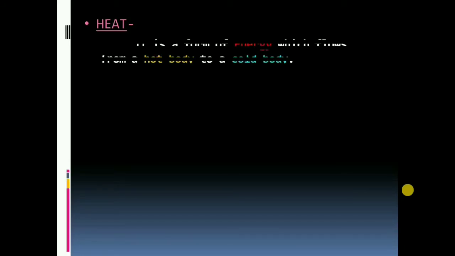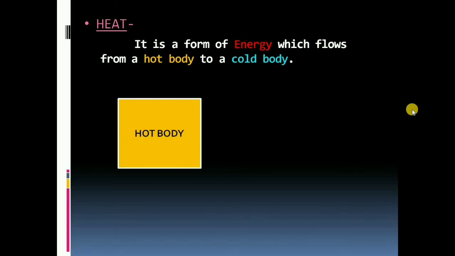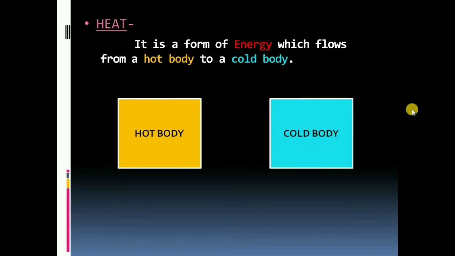So the definition of heat is: it is a form of energy which flows from a hot body to a cold body. So there are lots of forms of energy. So heat is also one of the forms of energy which always flows from hot body to cold body. Suppose we have a hot body and a cold body. Then if we place them in contact, then the energy, in this case that is the heat energy, will always flow from hot body to cold body.